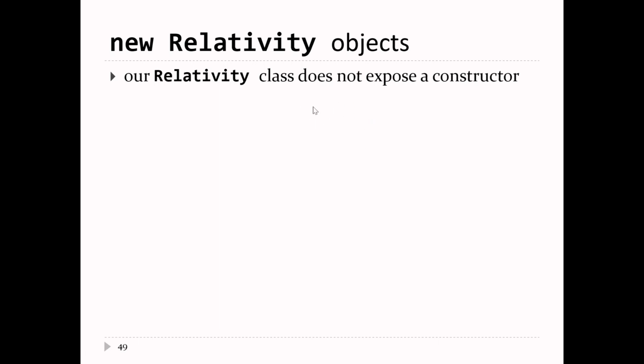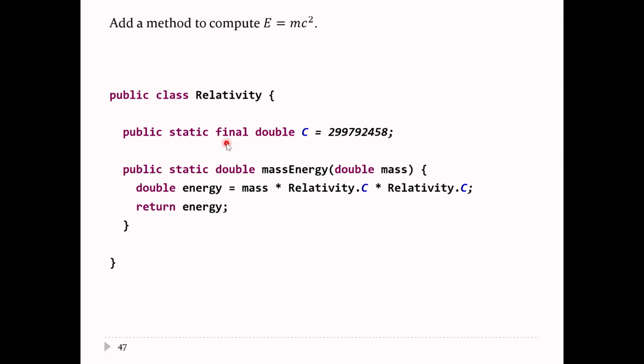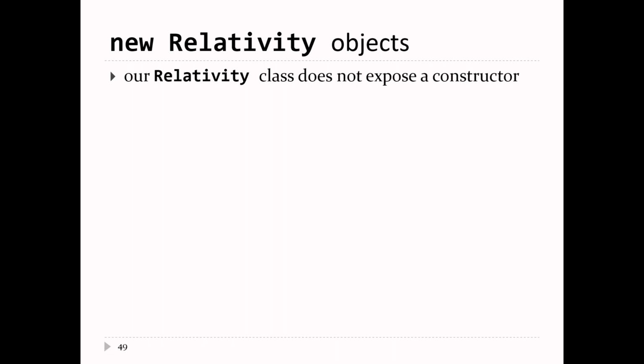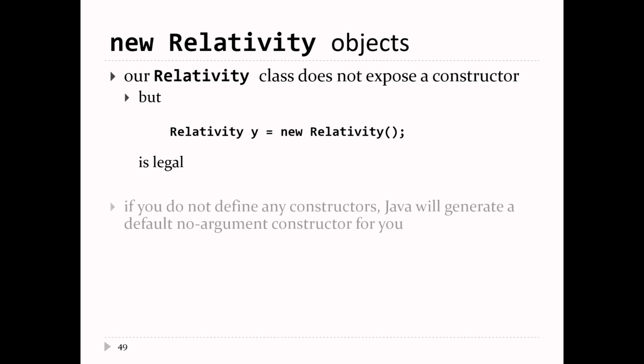Okay, so our class doesn't have a constructor. There's nothing in it. There's a field, there's a method, that's it. But remember what I told you when we were talking about constructors. If your class has no constructors, the compiler sticks one in for you. So you can actually write that, and our class as it stands will compile and run just fine. So you can, in fact, make a Relativity object. If you don't define any constructors, you get one for free.